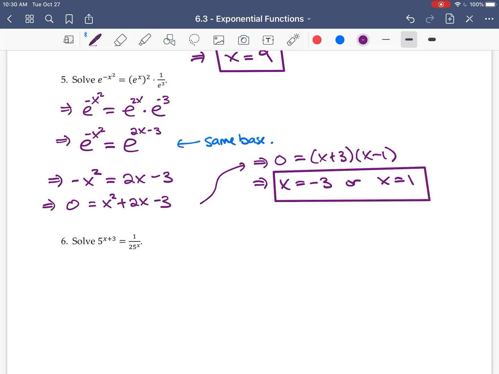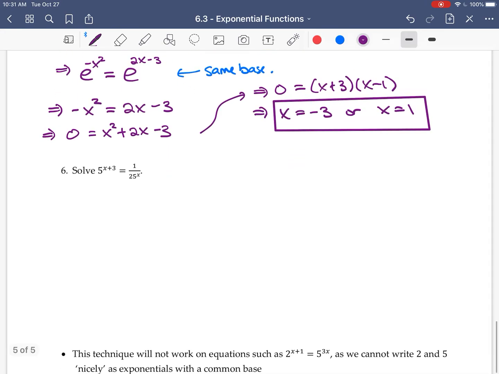Now there are different ways to do this. On the right-hand side, I brought it up with a negative exponent, but you could have written it as e to the 2x over e cubed, and then you have division with the same base, so you would subtract the exponents. You get the same thing at the end, just a different approach. So that doesn't change anything, but you could have used division instead of multiplication with the same base.